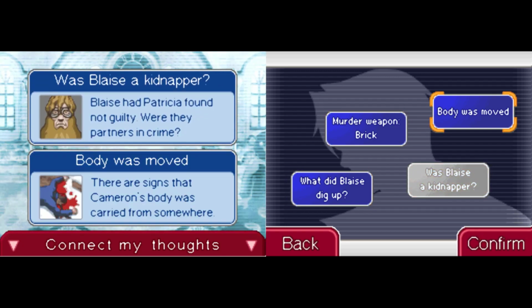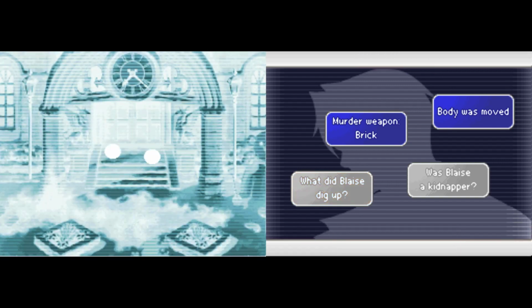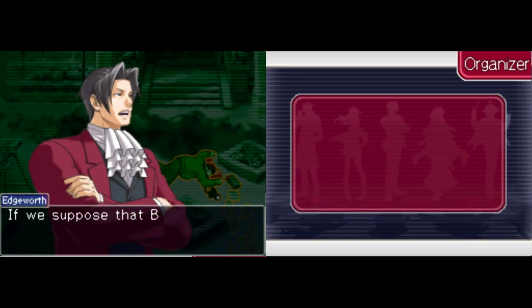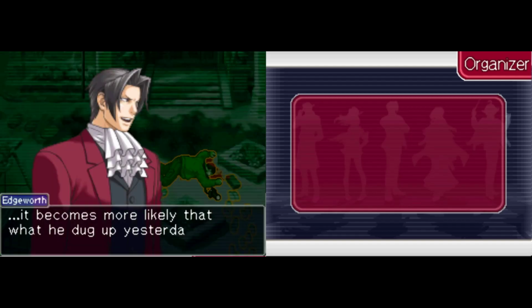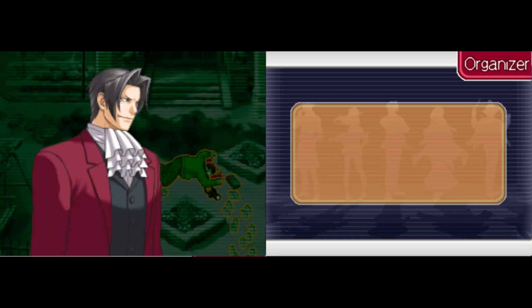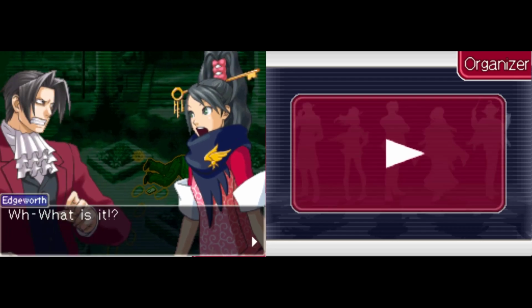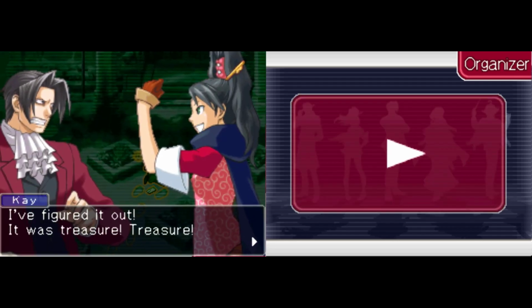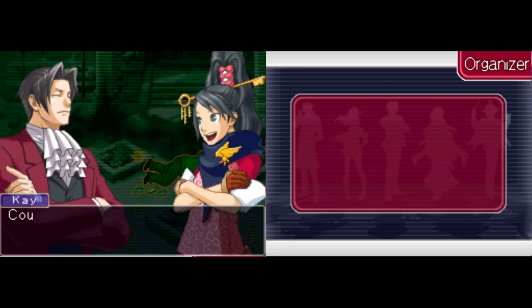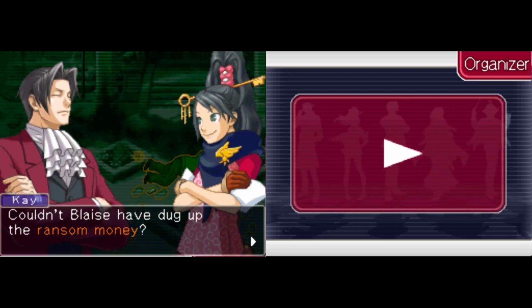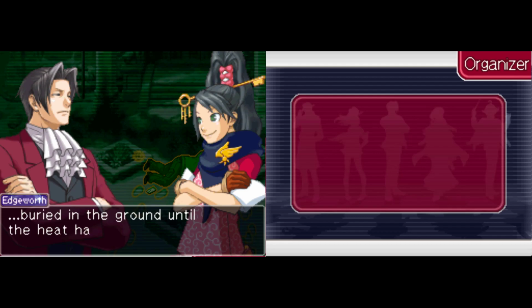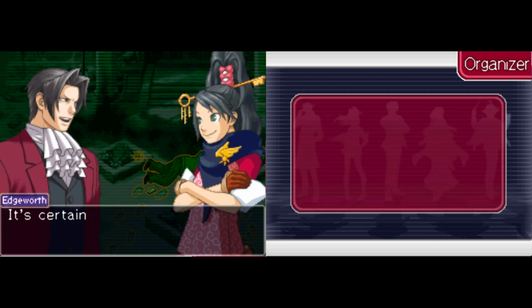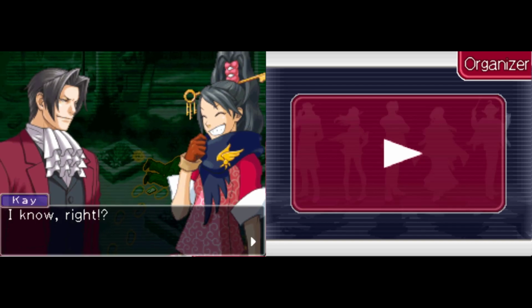Can we connect these two? Okay. If we suppose that Blaze was one of the kidnappers, it becomes more likely that what he dug up yesterday is connected to the abduction. Ah! What is it? I figured it out! It was treasure! Couldn't Blaze have dug up the ransom money? The $100 million ransom. Buried in the ground until the heat had died down. It's certainly possible. I know, right?